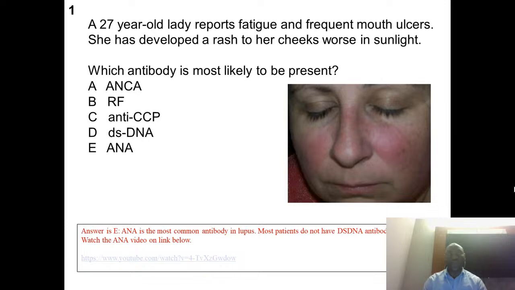It's far more common than double-stranded DNA, which occurs in roughly 30% of cases, depending on the case series, 30 to 60% of cases. But most cases of lupus, at least 99.9% of cases of lupus, will have a positive ANA. And there's a link for you at the bottom to watch a video about understanding ANAs in the context of lupus.